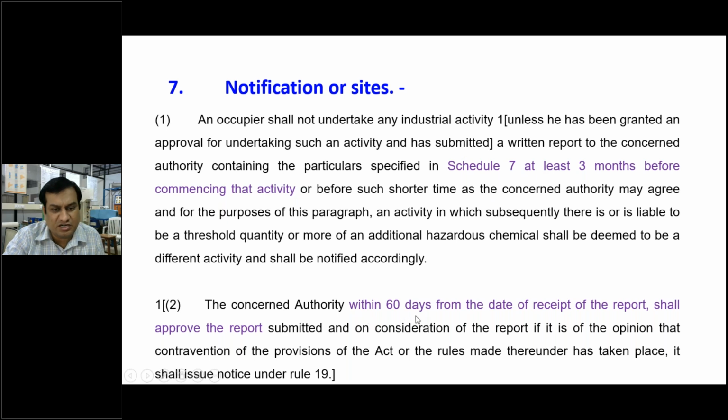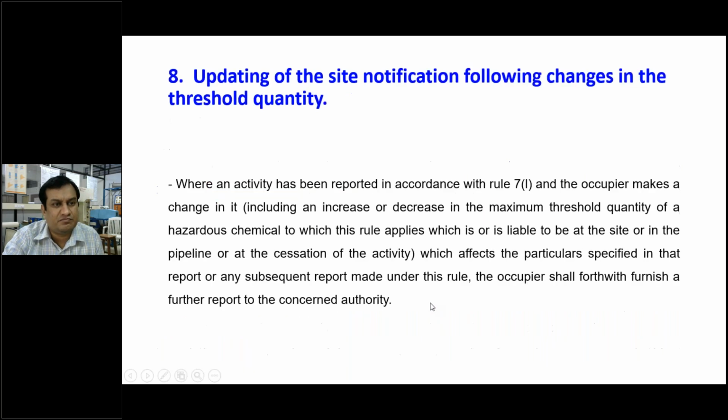Then the concerned authority, within 60 days from the date of receipt of the report, shall approve that report. So the report which is submitted to the concerned authority with reference to Schedule 7 should be approved within the 60 days from the date of receipt. That is the responsibility of the concerned authority.